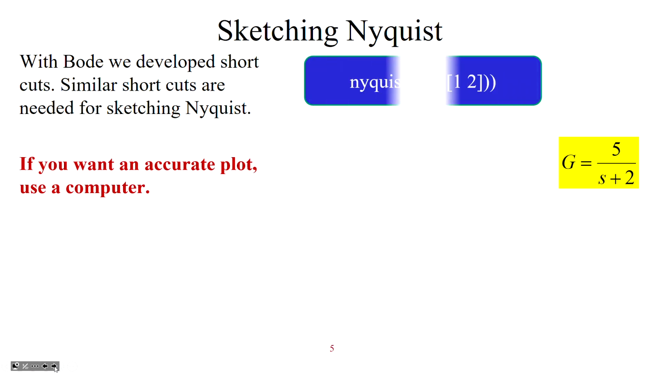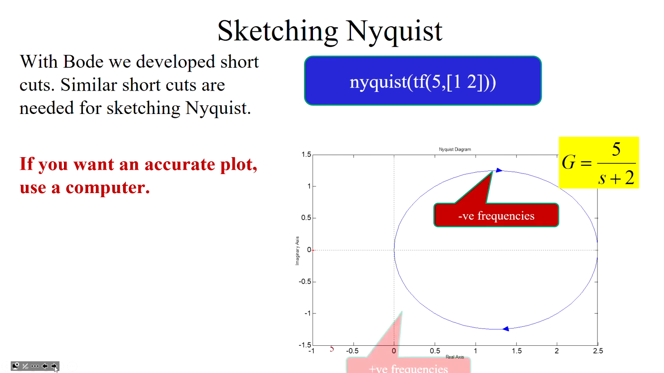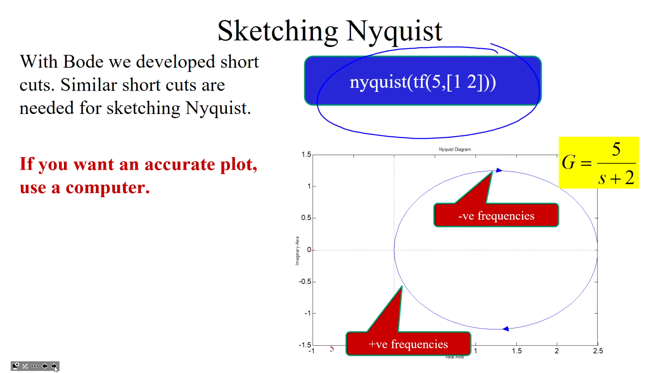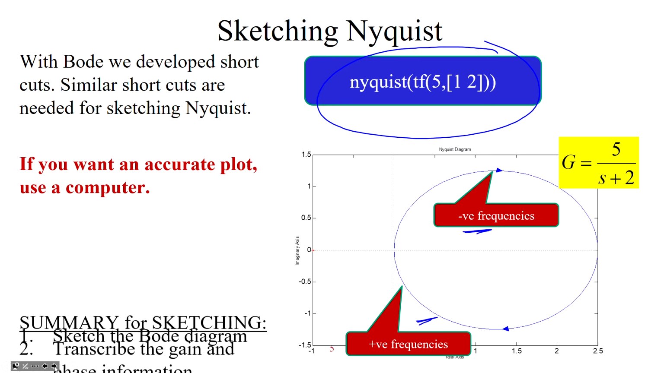Of course, as ever, if you want an accurate plot, you can always use something like MATLAB, and you just use a command, something like nyquist, and it produces this plot for you pretty much immediately. You'll notice it gives you both negative frequencies and positive frequencies, which is slightly different from the Bode diagram.